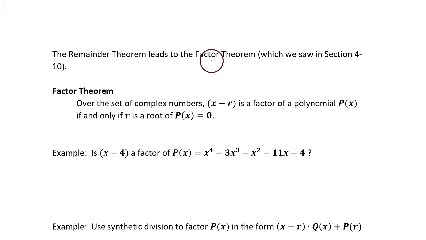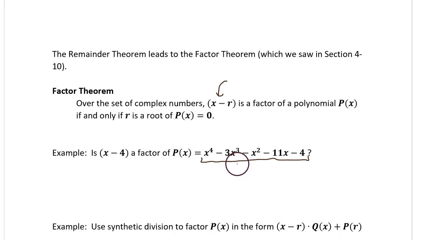The remainder theorem leads to the factor theorem, which we actually already saw in section 4-10. The factor theorem is, over the set of complex numbers, this binomial that's linear will be a factor of a polynomial if the remainder is 0. Let's use that idea to solve this next example. Is x minus 4 a factor of this polynomial? We want to know, does x minus 4 divide evenly into the polynomial with no remainder? That's what it means to be a factor.